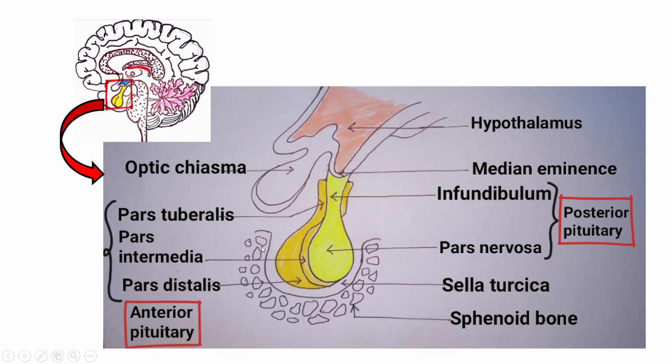And you can also see this is the sphenoid bone and this is the fossa of the sphenoid bone known as sella turcica, inside which our pituitary gland is situated.